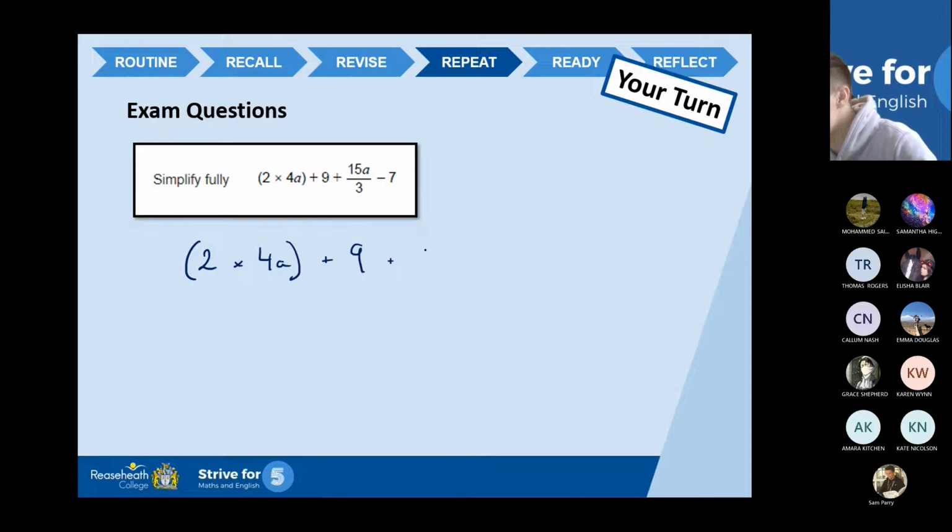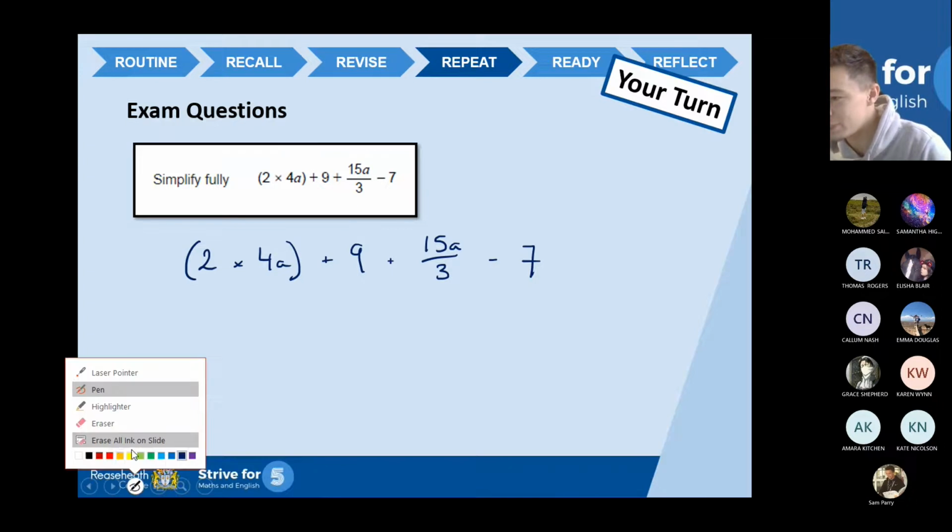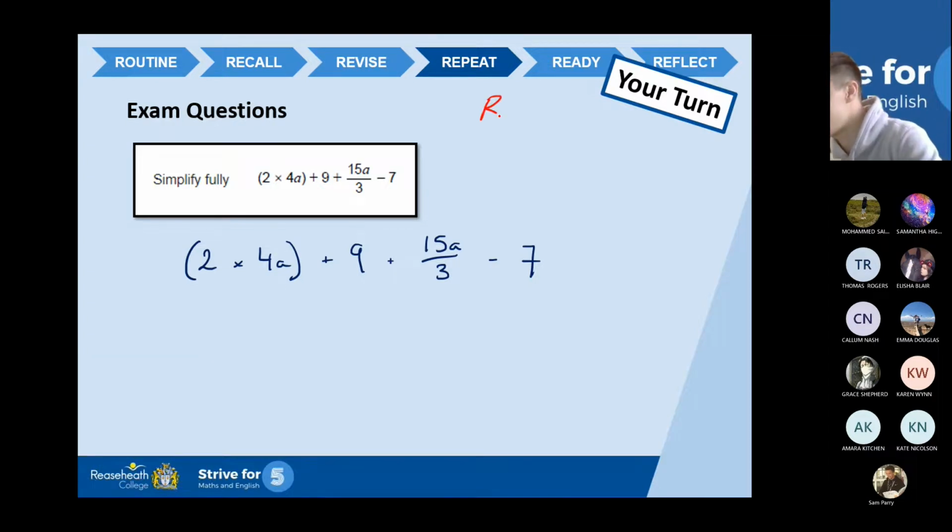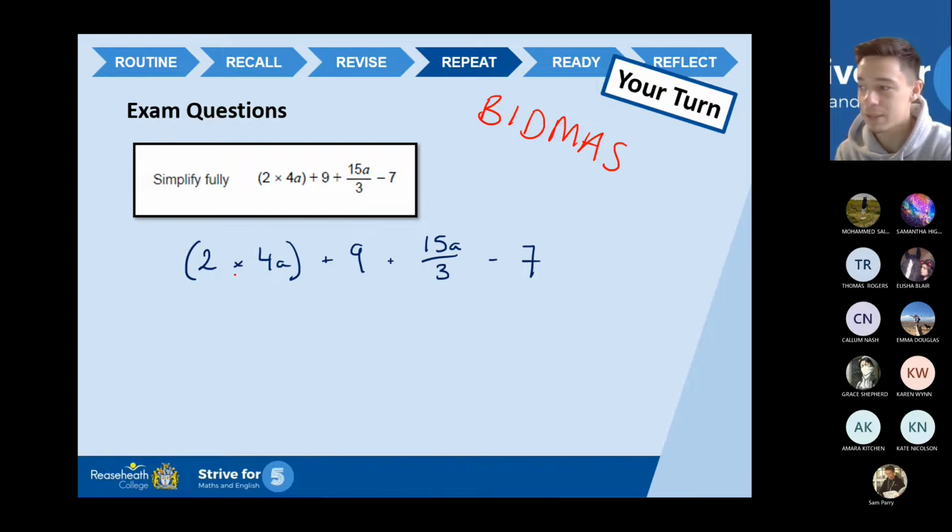Now, this question sort of involves a bit of BIDMAS, which is going to come up later. But basically, what we need to do is tackle some of the important things first. Okay, so let's take BIDMAS. We're going to look at this in a little bit, but brackets, indices, division, multiplication, addition, and subtraction. Now, do we have brackets? Yes. So straight away, do what's inside of those brackets. So 2 times by 4a gives me 8a, okay?